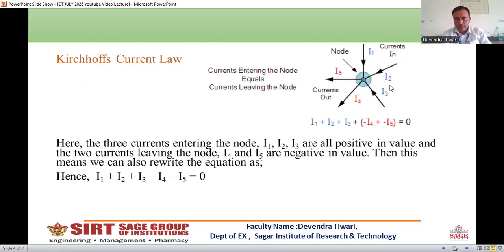So with this diagram, we can clearly see I1, I2, and I3 are the incoming currents, while I4 and I5 are the leaving currents. So three currents entering, I1, I2, I3, are positive in value, and two currents leaving, I4 and I5, are negative. So the equation will be I1 plus I2 plus I3 minus I4 minus I5 equals 0. We can say I1 plus I2 plus I3 equals I4 plus I5.